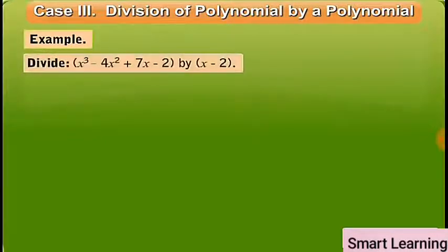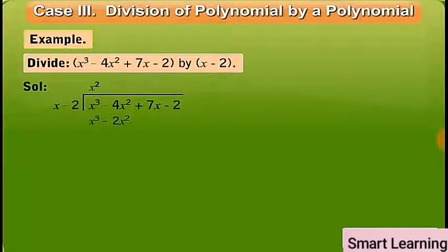Let's take an example. Divide x cube minus 4x square plus 7x minus 2 by x minus 2. Let's solve this. Taking x cube minus 4x square plus 7x minus 2 as dividend and x minus 2 as divisor. In the quotient, first we take x square. X square is multiplied with x minus 2 and we get x cube minus 2x square. Changing the signs, x cube gets cancelled with minus x cube. Minus 4x square plus 2x square is minus 2x square.